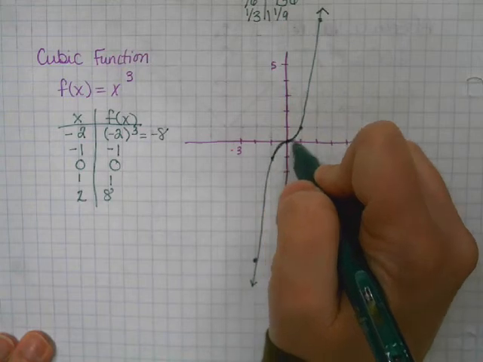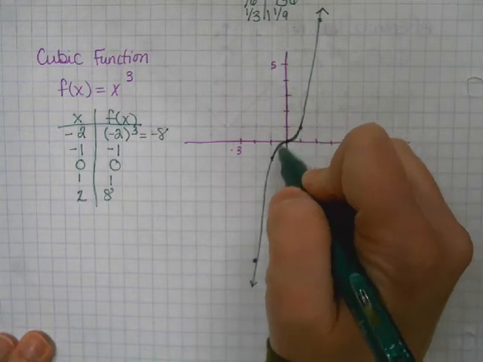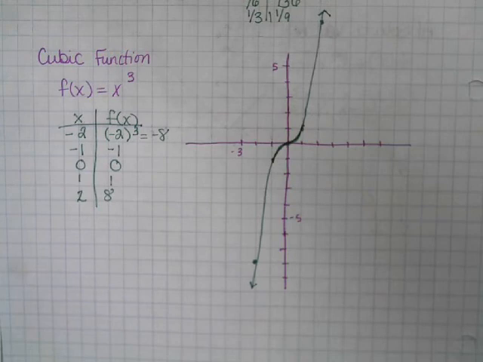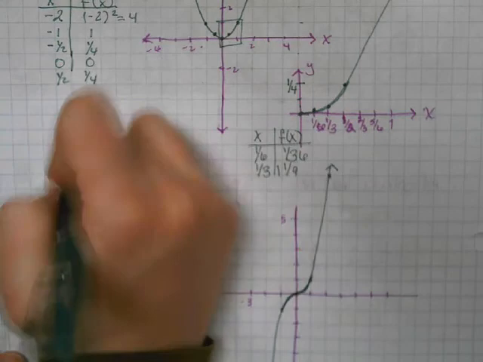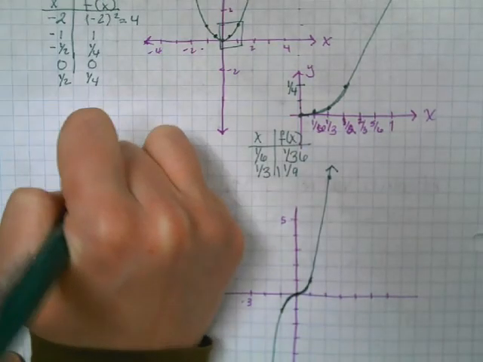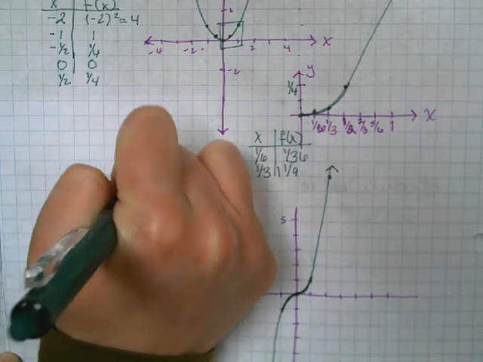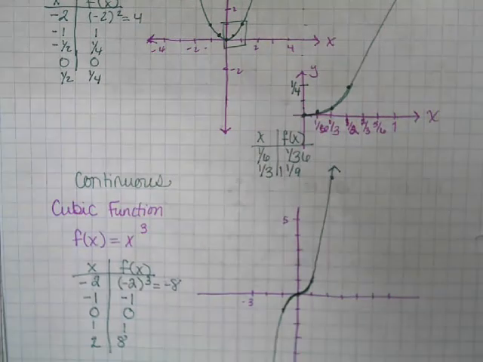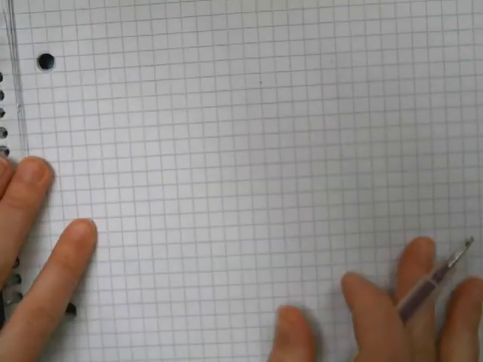Even more extreme, right? So a lot of times it looks even flatter in there than I've drawn it, okay? So that's the cubic function. Both the quadratic and the cubic function are continuous. Right? So far we haven't seen a single discontinuous function.